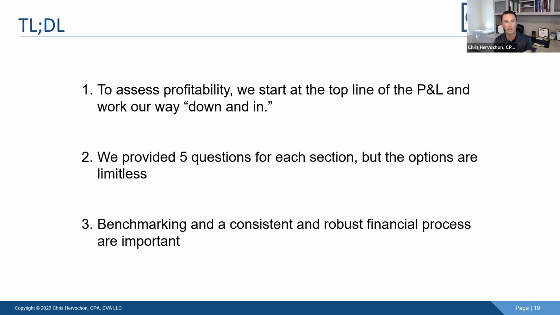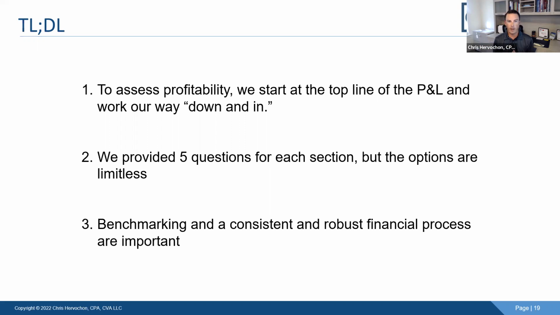So too long, didn't listen. Here are the key takeaways. Number 1, if you're going to assess profitability, you need to start at the top of the P&L, move your way down. So down and in. So we go from the top line, which is revenue, we go through, so down and through OpEx, and then we go in, meaning we dive deeper into the agency and the operations. That gets to the production point, that gets to the management point. That's what I mean by down and in. So down the P&L and then into the agency.